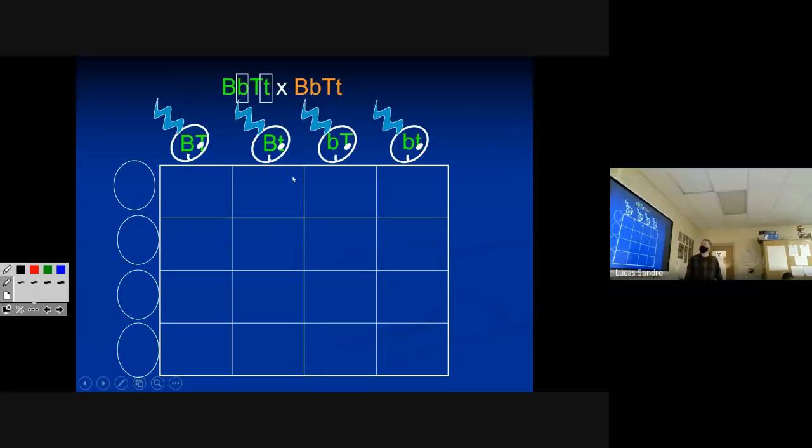So down the left side, what do? And she's got the same genotype as he does, so we do exactly the same thing. Big, big, big, little, little, big, little, little. And now, the job is this.